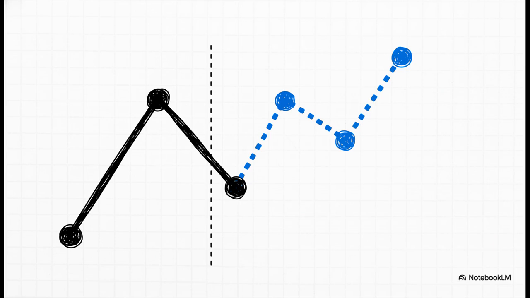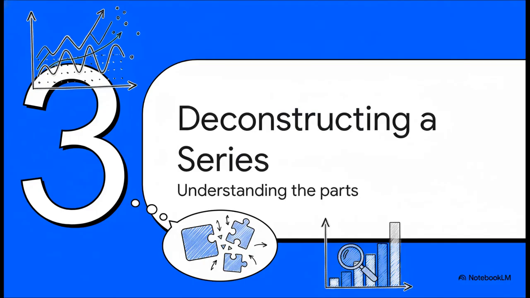And this visual makes it super clear. That solid line? That's our known history. It's all the data we've already collected and logged. But that dotted line, that is our forecast. It's our prediction, extending that historical pattern into the future. And really, the main job of any forecasting model is to draw that dotted line as accurately as it possibly can.